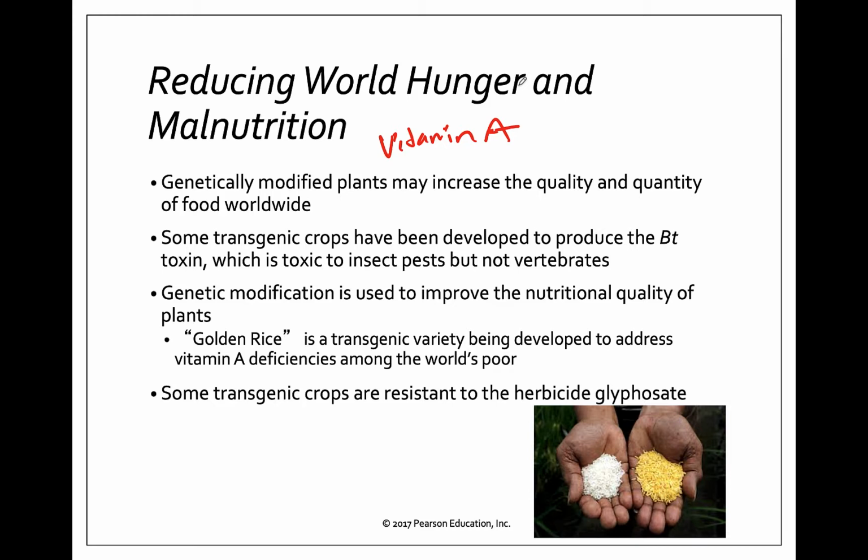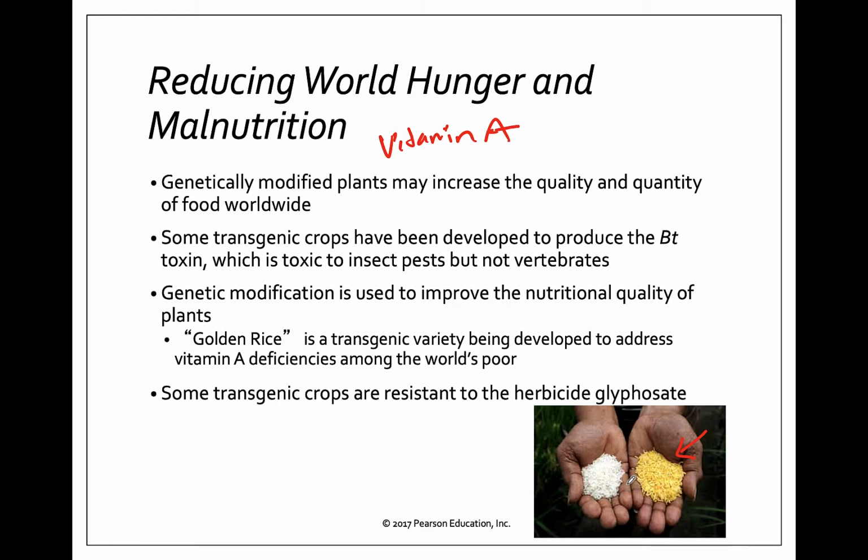So the solution to this was to make a transgenic rice called golden rice, and it's yellow because it's got an increased amount of beta-carotene, which is orange. And this then can be taken into the body and be used to help prevent blindness.